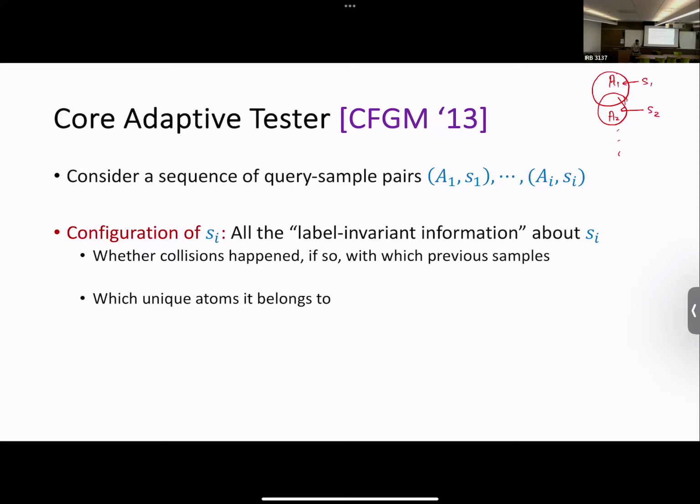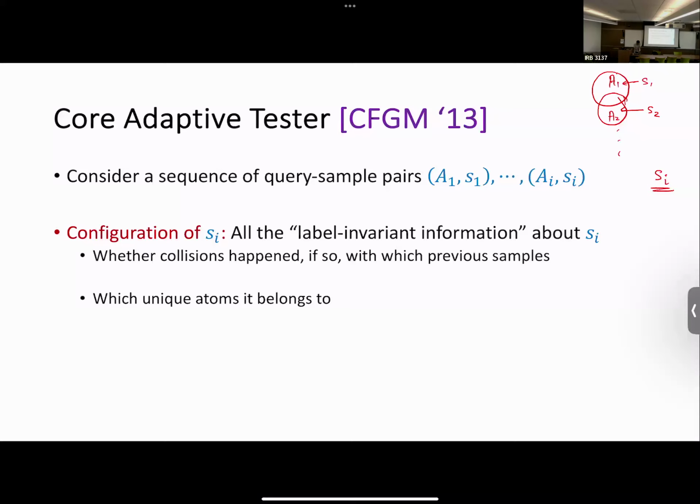S2 and so on. So now, for a particular sample Si, what information will the algorithm really use? It is all this label invariant information. Because if you think of this equivalence testing problem, this is a label invariant property in some way. It doesn't matter what the labels of the corresponding elements are. Even if you apply some permutation on the labels, if two distributions are equivalent, they will still remain equivalent, and if they are far, they still remain far.